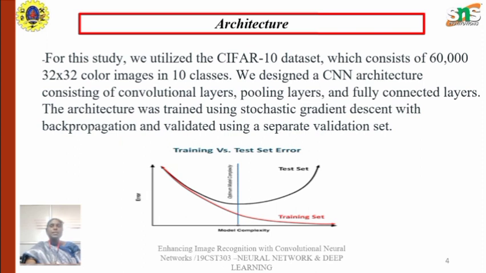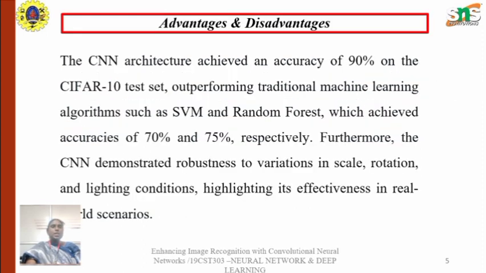This layer connects every neuron in one layer to every neuron in the next layer, allowing the network to learn complex decision boundaries. The advantages of CNN: hierarchical feature learning. The CNN automatically learns hierarchical representations of features from raw pixel values, enabling it to capture complex patterns and structures in images.